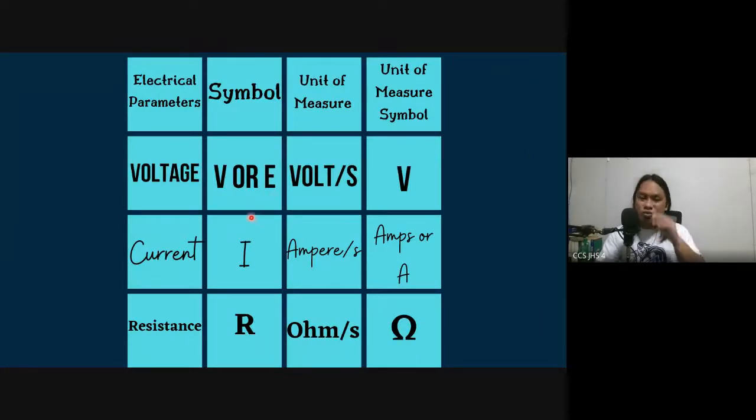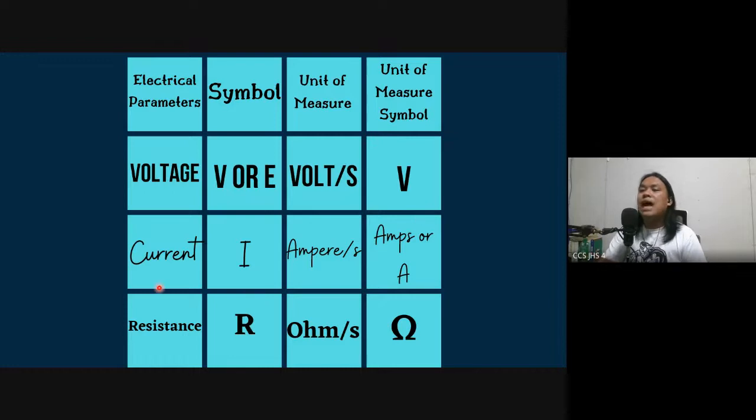So either of the two can be used, but most of the time what we usually use is letter V, because it's easier to remember and easier to memorize. For the unit of measure for our voltage, it is volt or volts. Plural is volts, singular is volt. And the symbol for volts is the same as voltage, letter V. So that's our voltage.